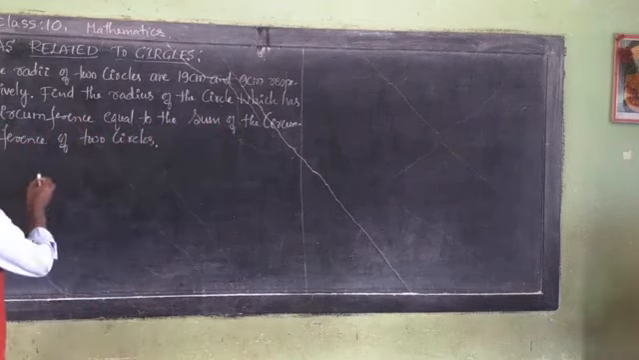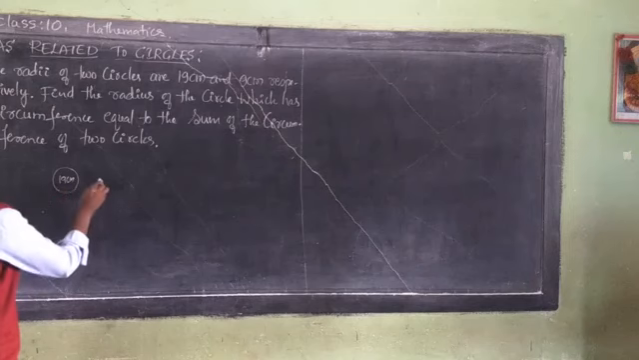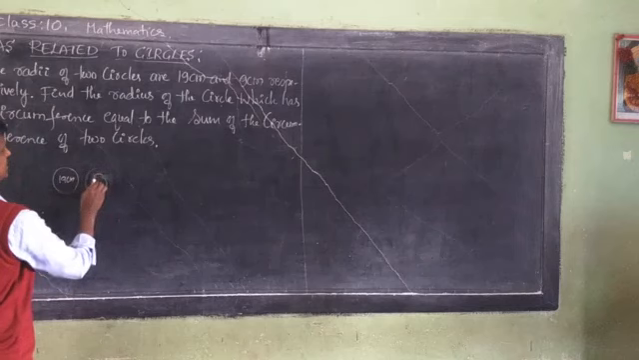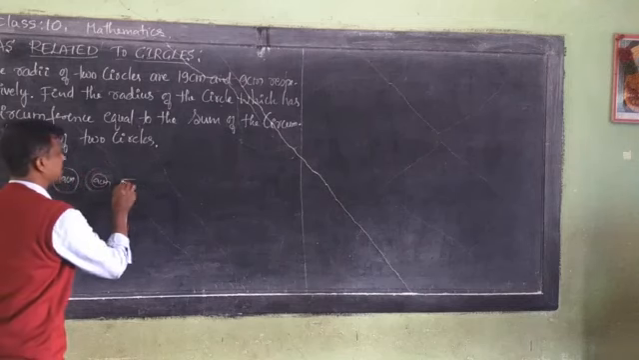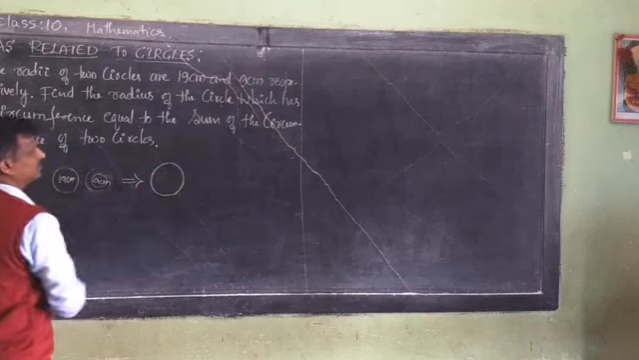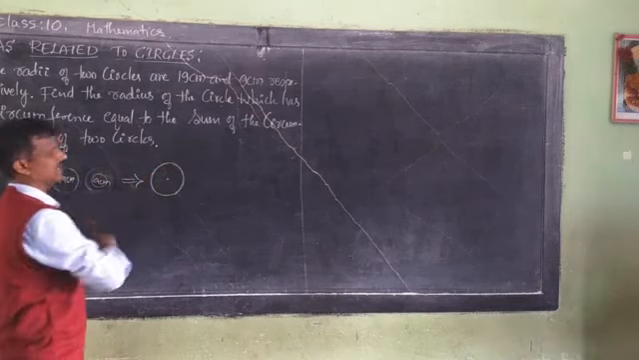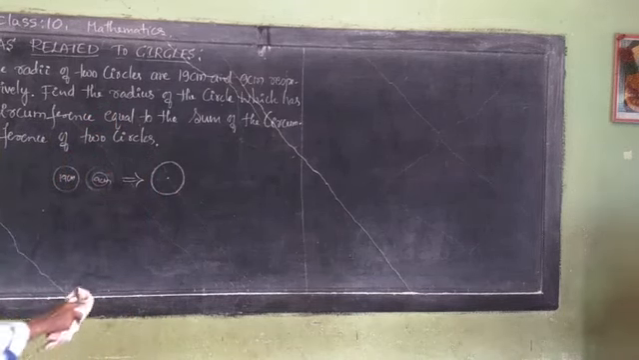Here one circle has radius 19 centimeter, another circle has radius 9 centimeter. After adding these two circumferences, you get another bigger circle. You have to find the radius of this circle. This is the problem.